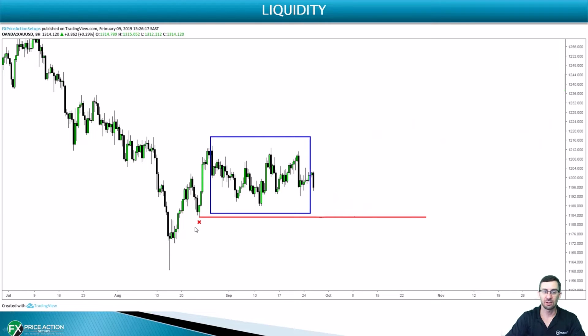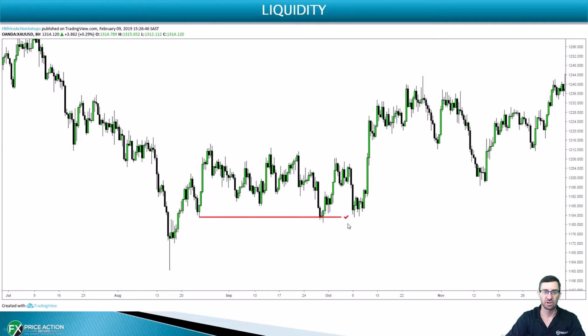And just a final note, as you guys can see, when we mark off liquidity, if it's untaken liquidity, we draw a red line and we mark it with an X. And once it's taken, we do a check sign.